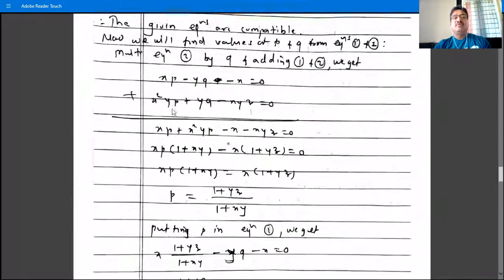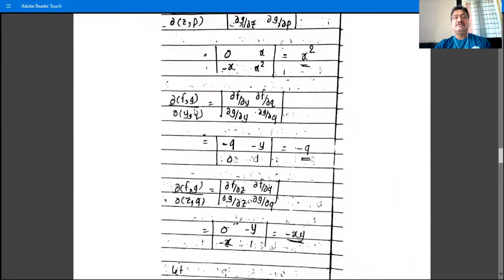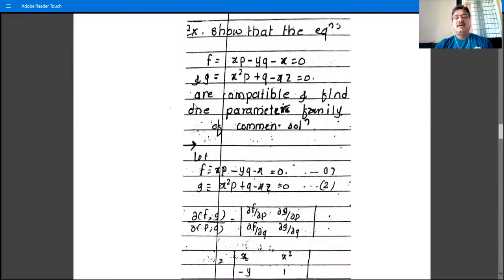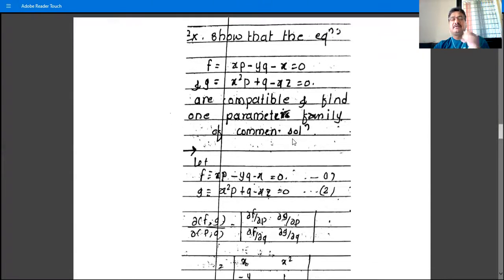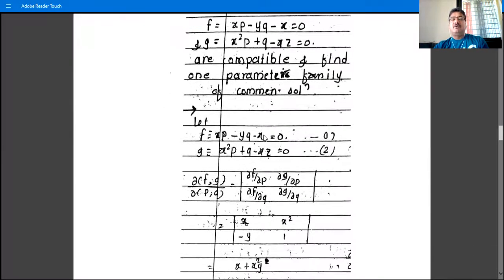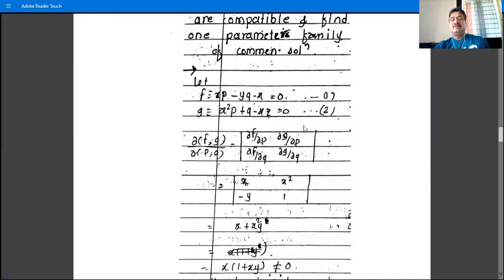We also solve one more problem. Show that the equations f = xp − yq − x = 0 and g = x²p + q − xz = 0 are compatible, and find a one parameter family of common solution. So denote the given two equations by f and g: xp − yq − x = 0 as equation 1, and x²p + q − xz = 0 as equation 2.